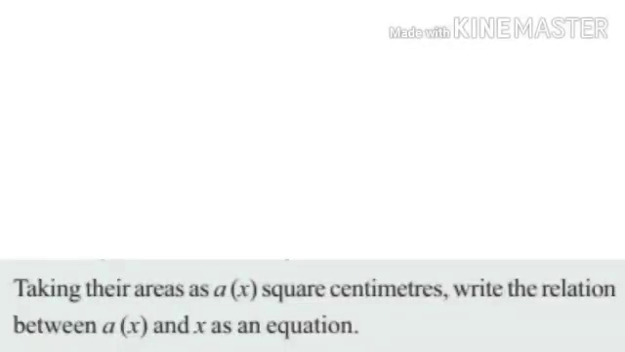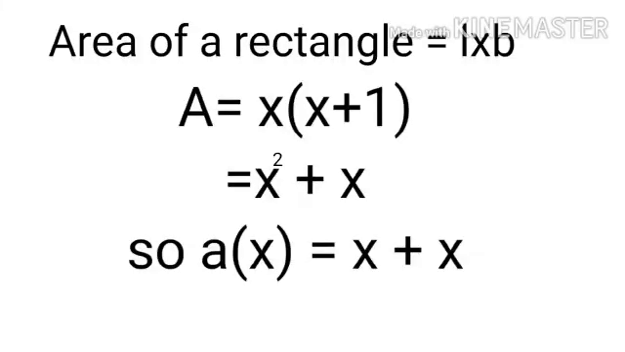Then consider the second sub-question. Here we want to find the area of the rectangle. So remember the formula to find area. Do you remember it? Yes, it is L into B. Therefore, area is equal to x into (x plus 1), that is x square plus x, by opening the bracket and multiplying with x. So A of x is equal to x square plus x, right?